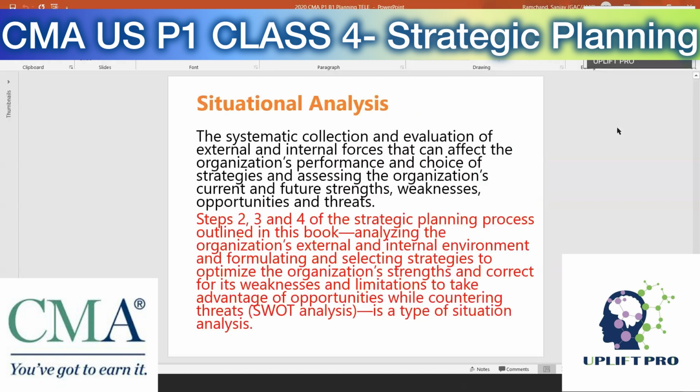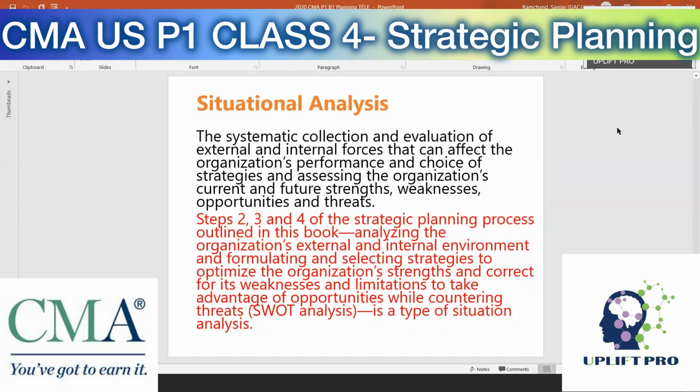Situational analysis: the systematic collection and evaluation of external and internal forces that can affect the organization's performance and choice of strategies, assessing the organization's current and future strengths, weaknesses, opportunities, and threats. Basically, it is understanding where you are at the moment. You might be in the middle of doing something, but where are you? How does it help you? What are the advantages you can gain out of that? What are the weaknesses you might encounter, and how do you overcome those difficulties?